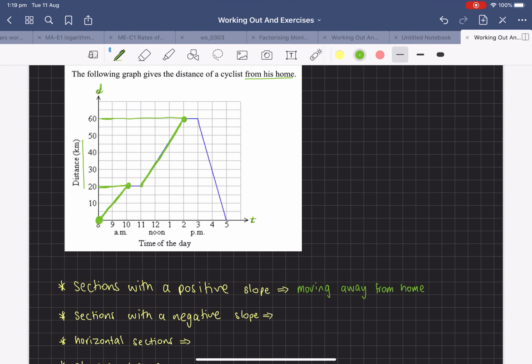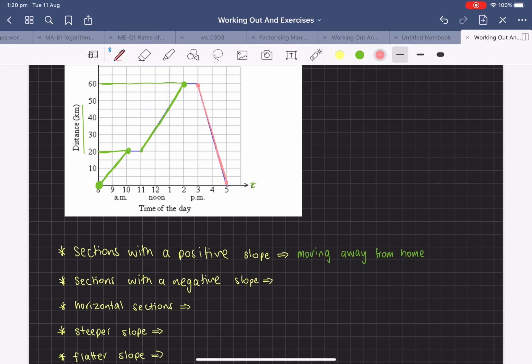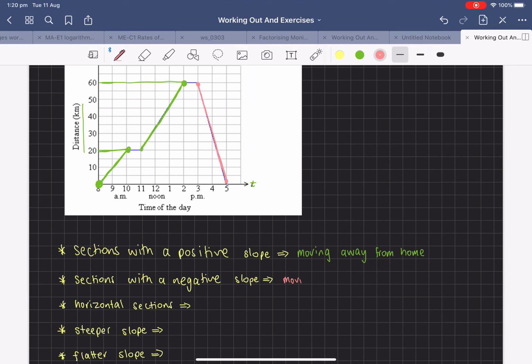Now, sections with a negative slope, meaning when we're going left to right, the line segment is going down. That means it has a negative slope. As we go from left to right, the line segment is going down. Any times when that's happening, that means that we are moving back towards home.